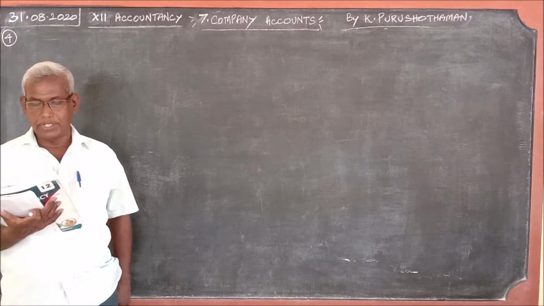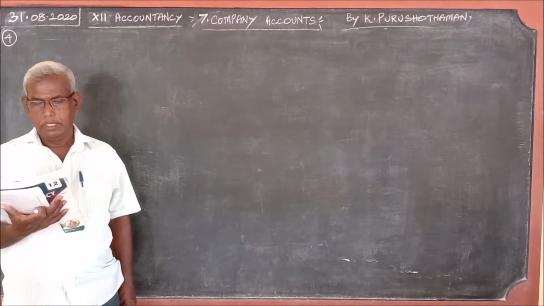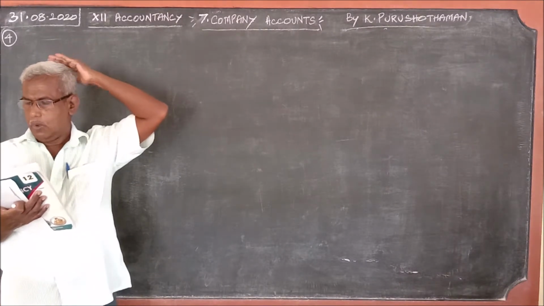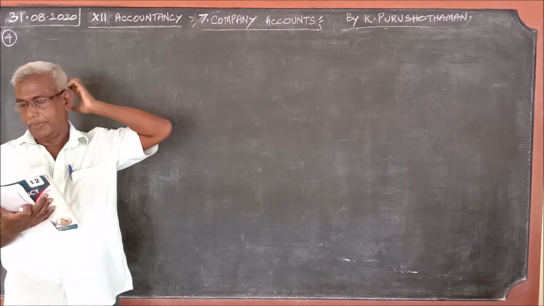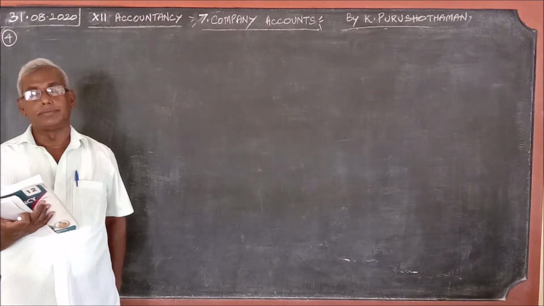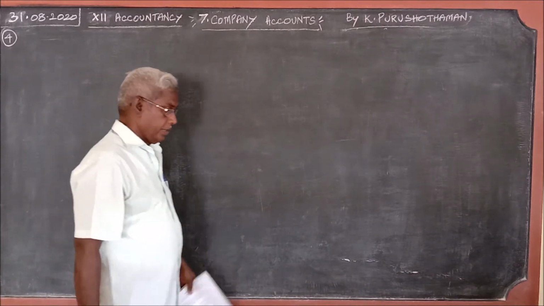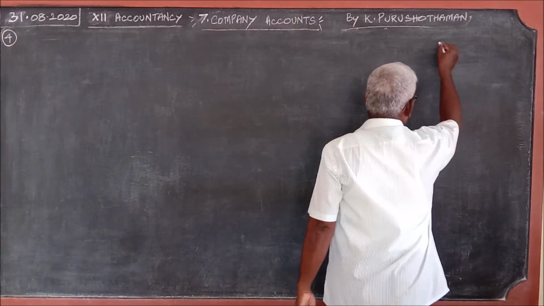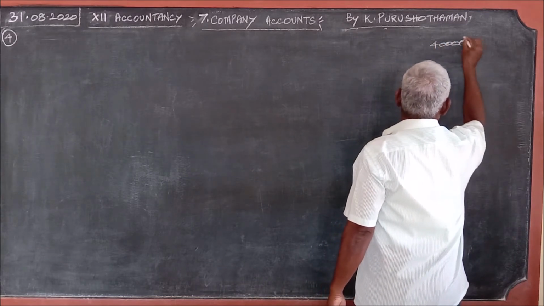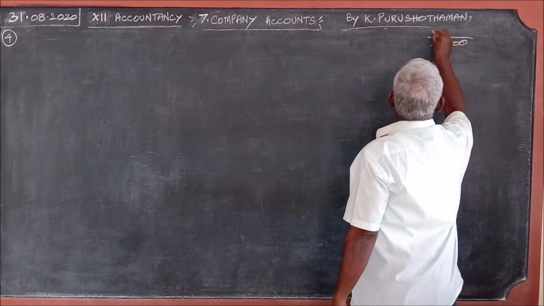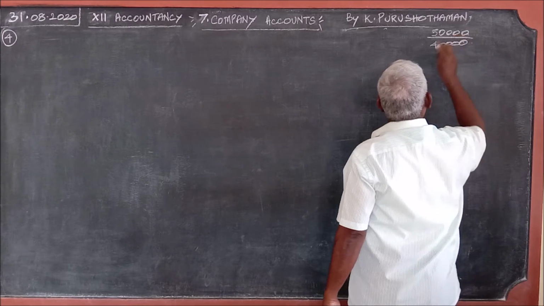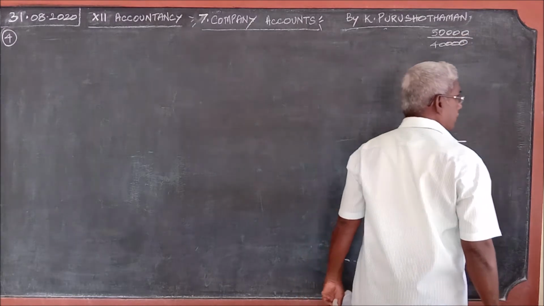So, what is the speciality in it? The company issued only 40,000 shares, but the applications were received for 50,000 shares. What happens in that case? The company issued 40,000 shares and the number of applications received is for 50,000 shares.